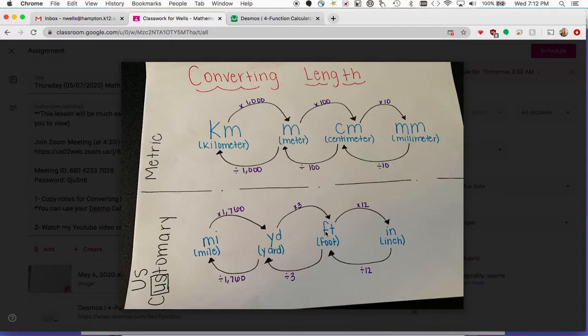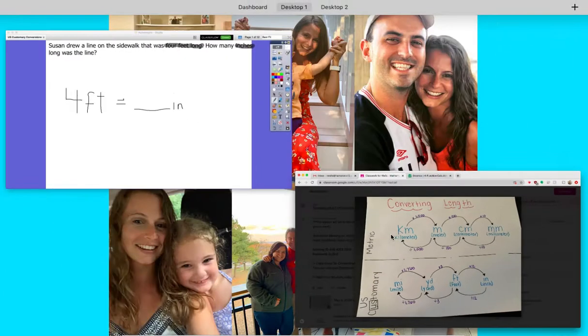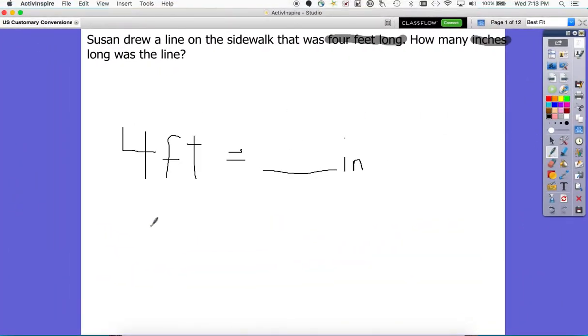So again, I put my mouse on 4 feet. I follow my arrow, and it's telling me I have to do times 12 to get to inches. So I'm going to go back to my problem, and underneath that I'm going to write it just so I don't forget. 4 times 12. Now I know you've been out of school for a while, so 12 times 4 might be a little tricky, but 12, 24, 36, 48.